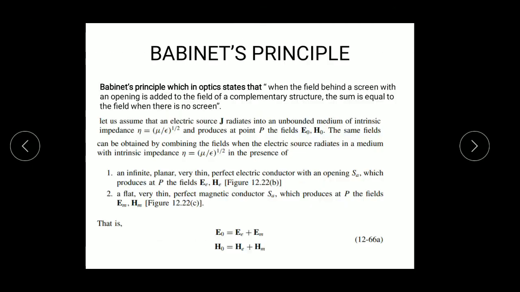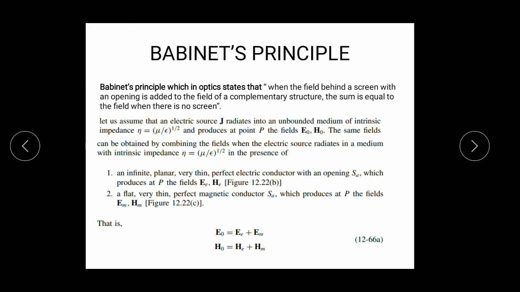So we repeat again. When the field behind a screen with an opening is added to the field of the complementary structure, complementary means both structures: one is the infinite conductor, and the other is the aperture in the conductor. Both are complementing each other. The sum is equal to the field when there is no screen. This is the meaning.